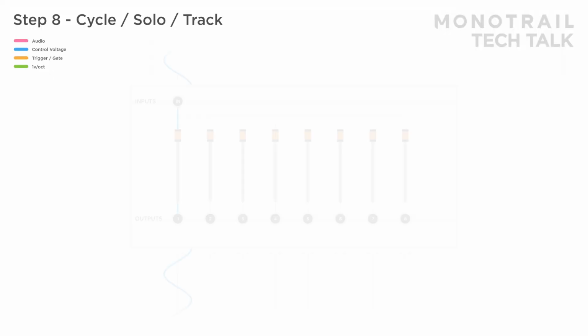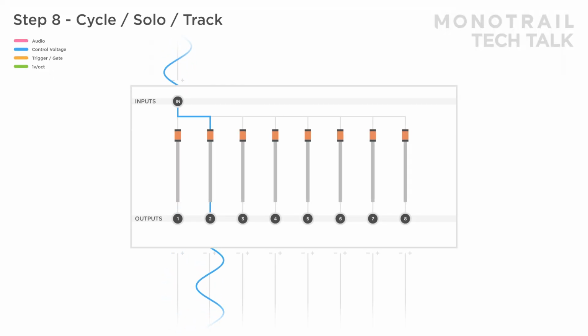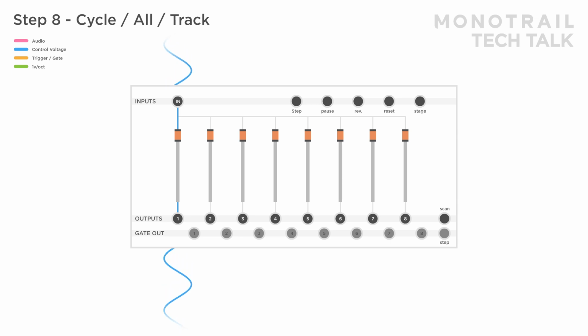The solo versus all switch adds another layer of possibilities and complexity. Here you see the module as we used before, with Step 8 in cycle, solo and track mode. It receives a steady clock, cycles through the steps, tracks the incoming voltage, and because it's in solo mode, only one step is sending a signal at the output. The others are muted. Let's reset and switch to cycle, all and track mode.